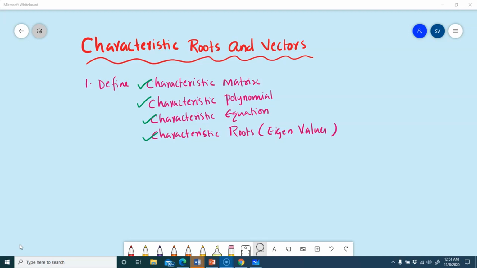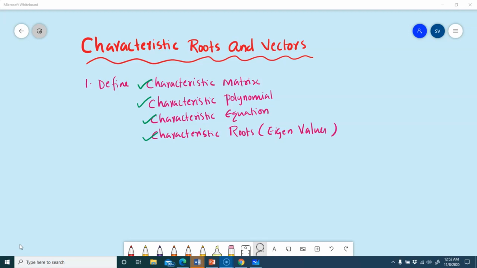In this video, I'm explaining what are the characteristic roots and vectors of a square matrix. Before I go further into the deeper sides of the topic, I would like to explain some basic information regarding this. The checkpoints are characteristic matrix, characteristic polynomial, characteristic equation, and characteristic roots or eigenvalues.